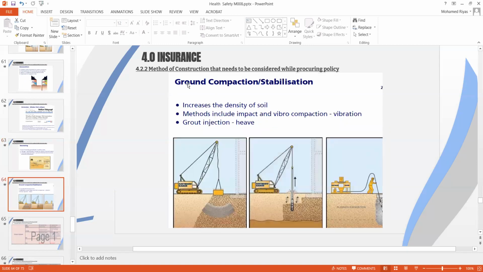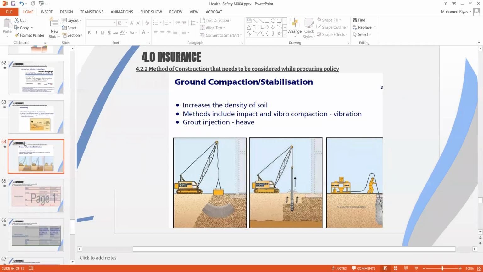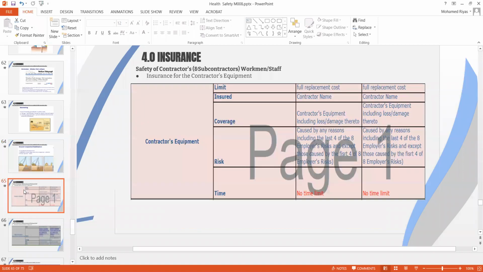Now again, for the ground compaction, how are you going to do it? It will have an impact on the risk level and risk categories. And for ground injection, you do the ground injection, or you're going to have vibro compaction. All of them might cause different risk levels. Accordingly, you might have insurance coverage for different risks.